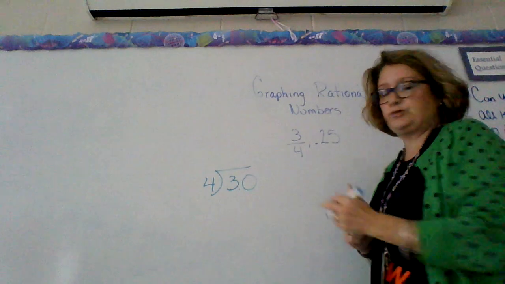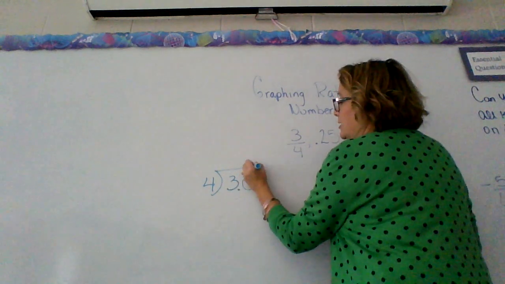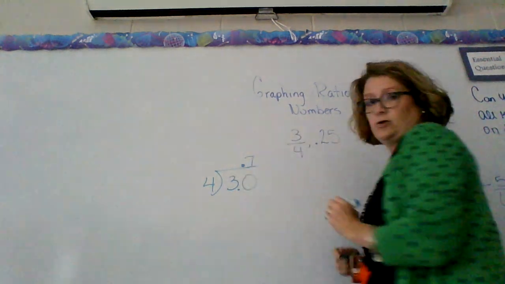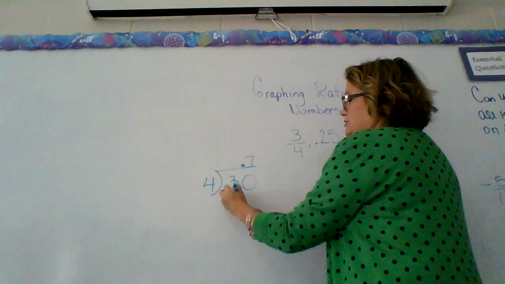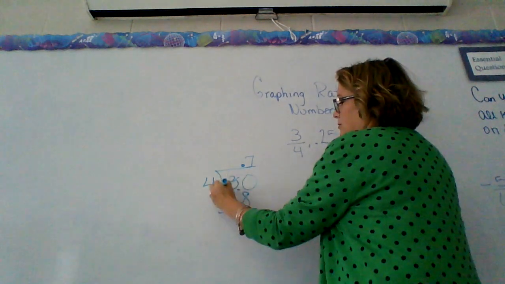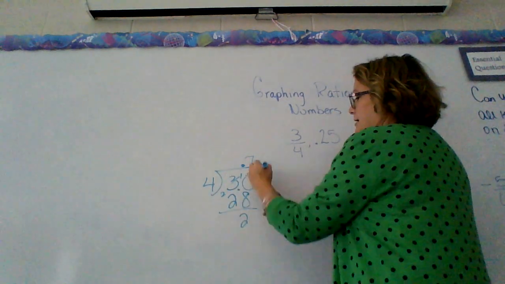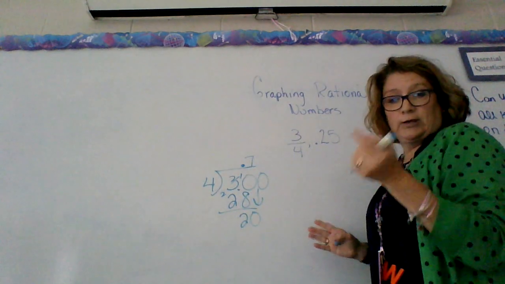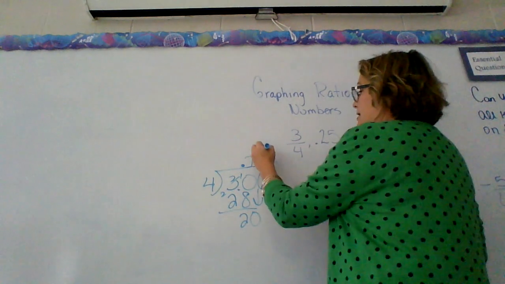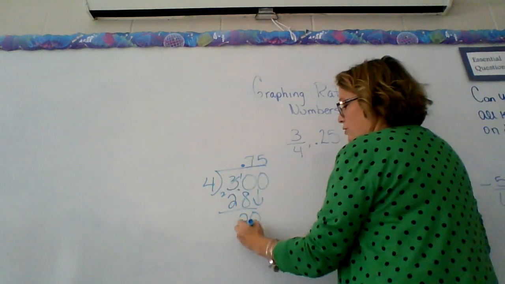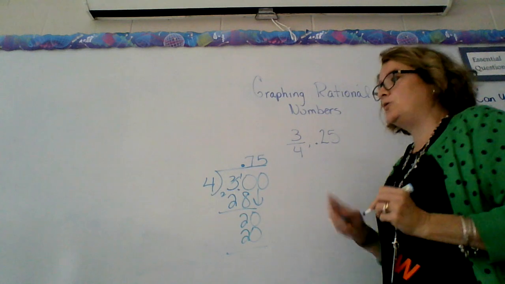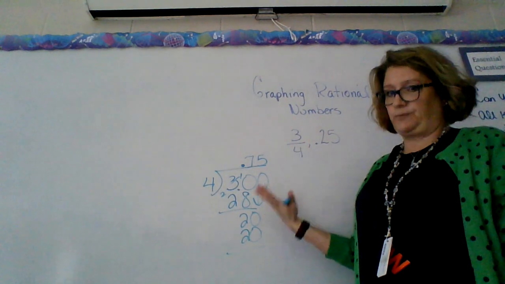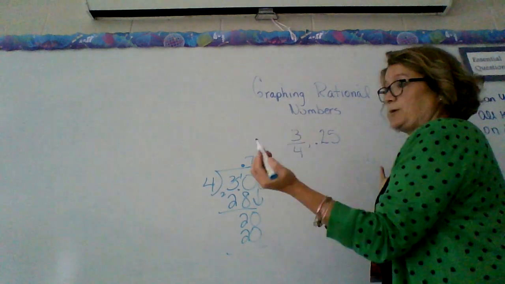Okay, 4 can't go into 3, but it can go into 30 7 times. Okay, don't forget to add that decimal right up in your quotient. 7 times 4 is 28. Okay, 30 minus 28 is 2. Annex that 0, bring it down. Okay, now we're looking at 4 into 20. We know that goes 5 times. So 5 times 4 is 20. So 3/4 is the same as 75/100. You knew that. It was a benchmark fraction, benchmark percent.